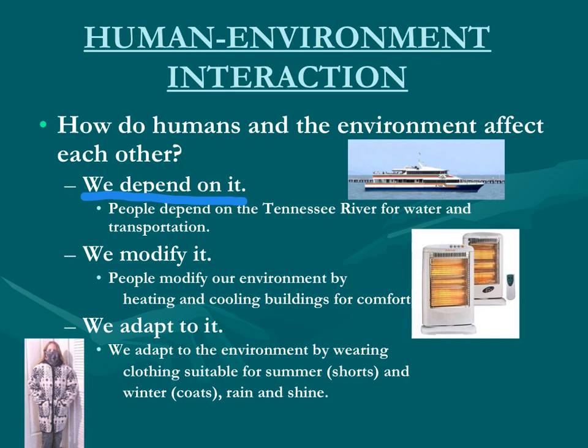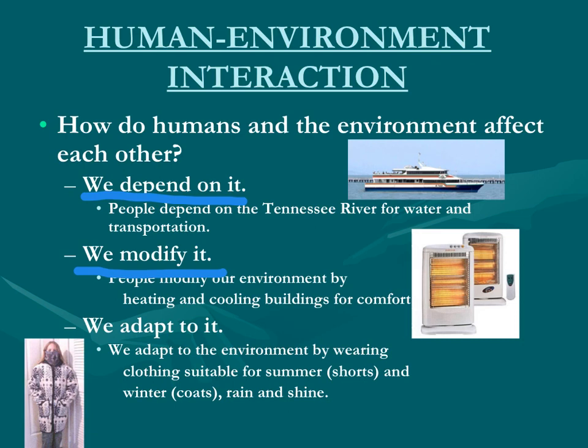The second thing is we modify it. We modify or change our environment. Global warming is an example. We've changed our environment by adding dangerous chemicals to our surroundings. We've also modified our environment by building certain things. We've built roads, we've built schools, we've built hospitals. We've added heating and cooling to buildings to make sure we're comfortable.